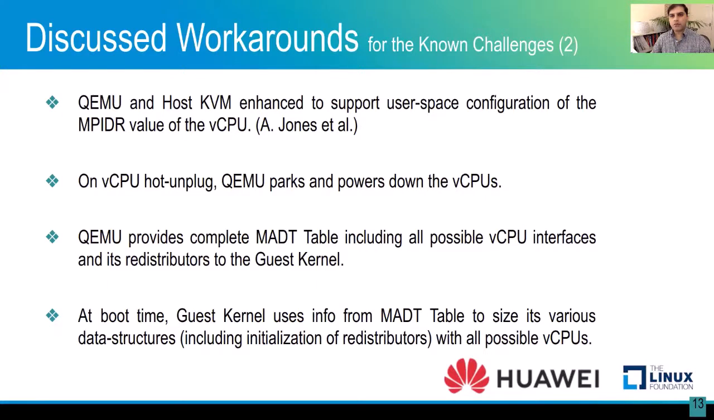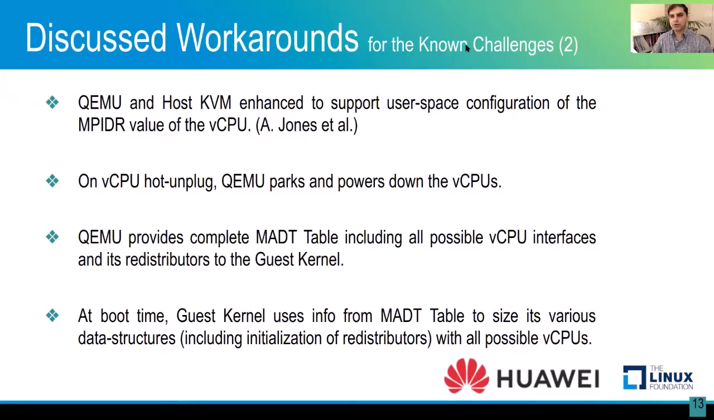Now, QEMU provides the complete ACPI table, including all possible vCPU interfaces and its redistributors, to the guest kernel. This information is used by the guest kernel to basically initialize its data structures for the base addresses and other parameters. At boot time, the guest kernel uses info from the ACPI table to size its various data structures, including initialization of redistributors, as I said, with all possible vCPUs.